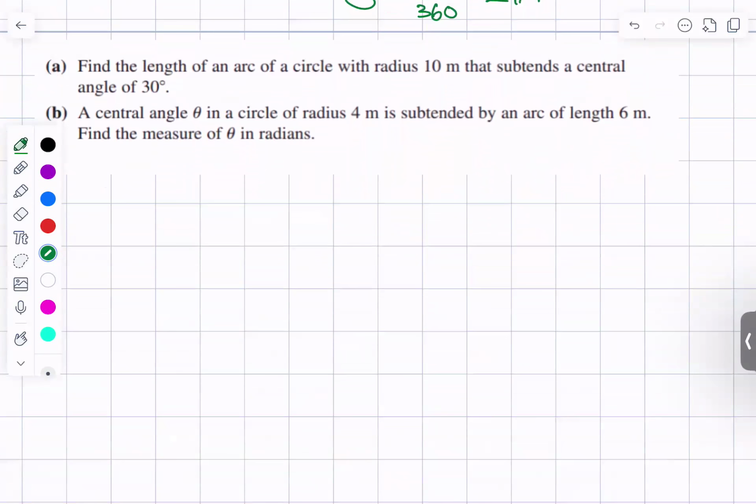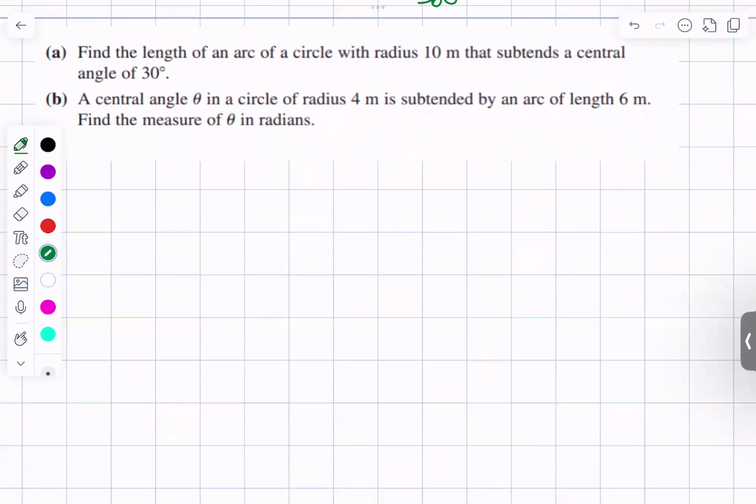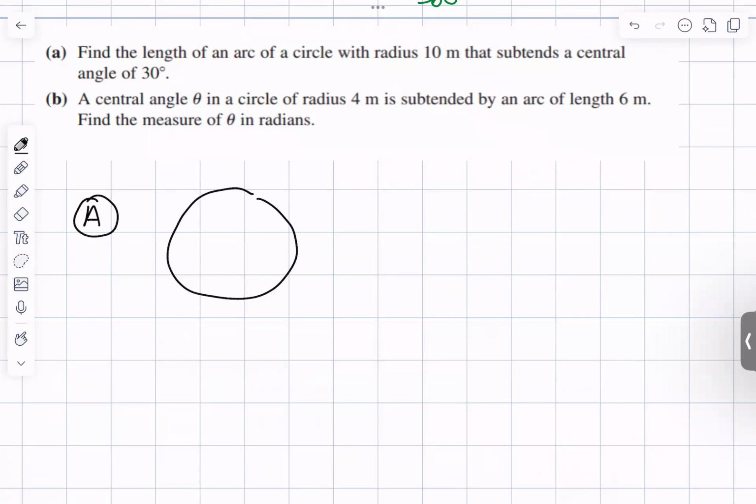Cool. So we're going to use that information to figure out this example. The length of the arc of the circle, where we have the radius of 10 meters, subtends an angle of 30 degrees. So we want to find out what this is here. The crust, which is S. Right?